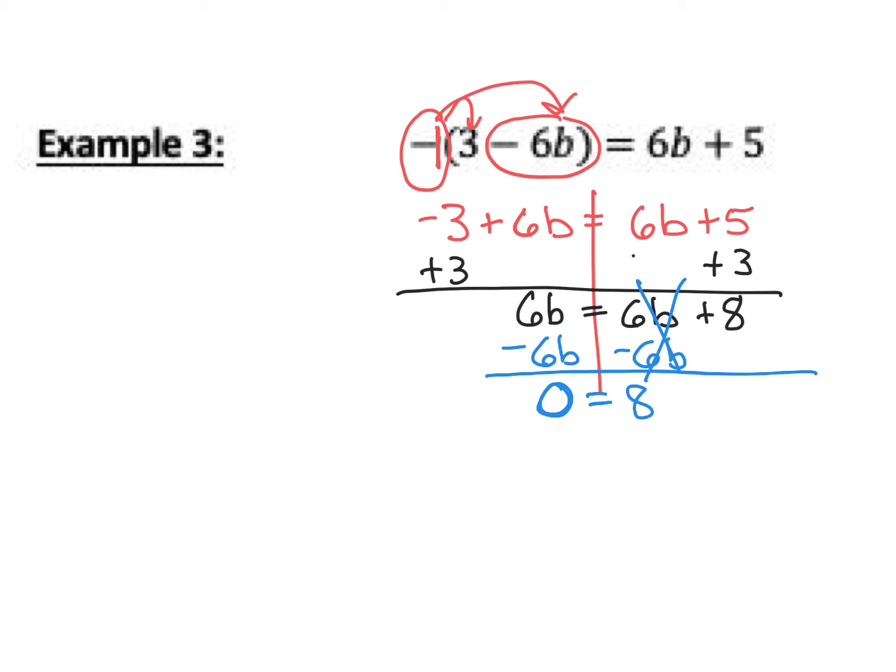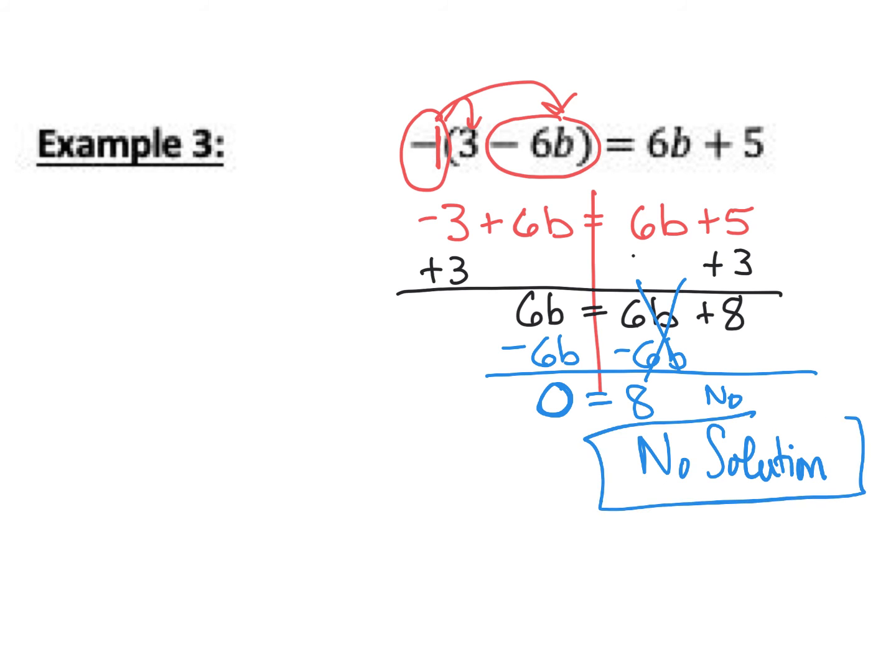So notice again how I do not have my variables. Does this make sense? No. Okay, so then it's going to be no solution. There is not a number that I can put into the equation on both sides to make both sides equal. That's what that actually means. No solution. There's no number that goes in there.